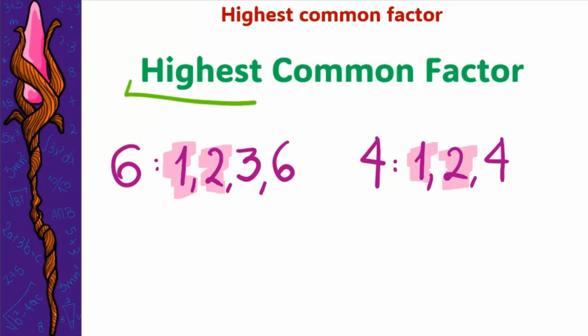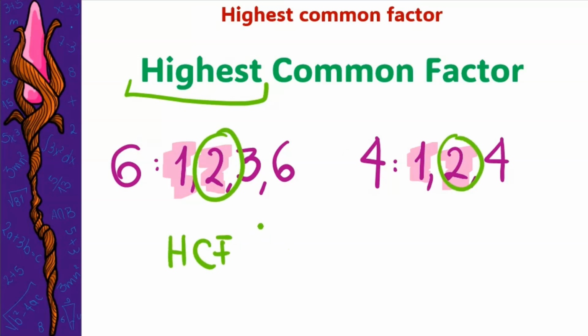And finally, highest. Well, that means the biggest one possible. Like in this case, they have in common the 1 and the 2, so we choose the biggest one of those. We would say the highest common factor between 4 and 6 is equal to 2.